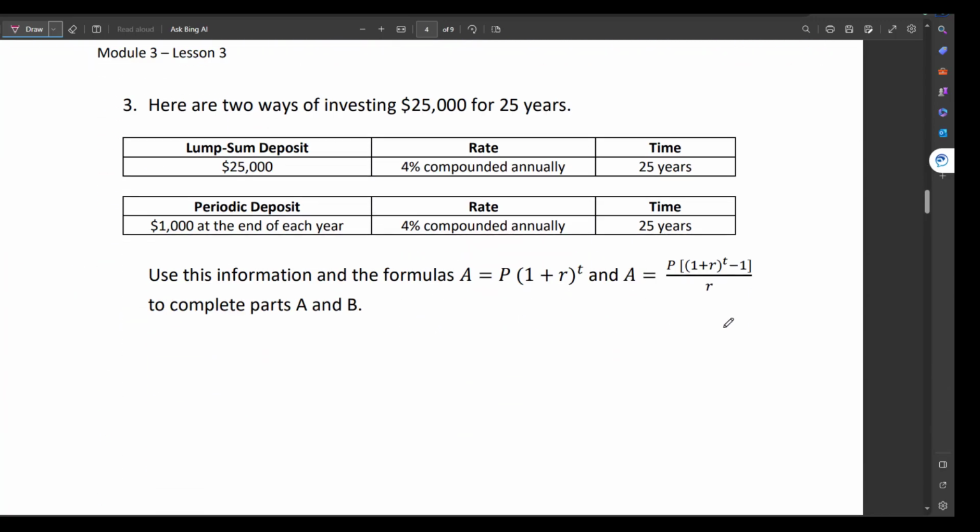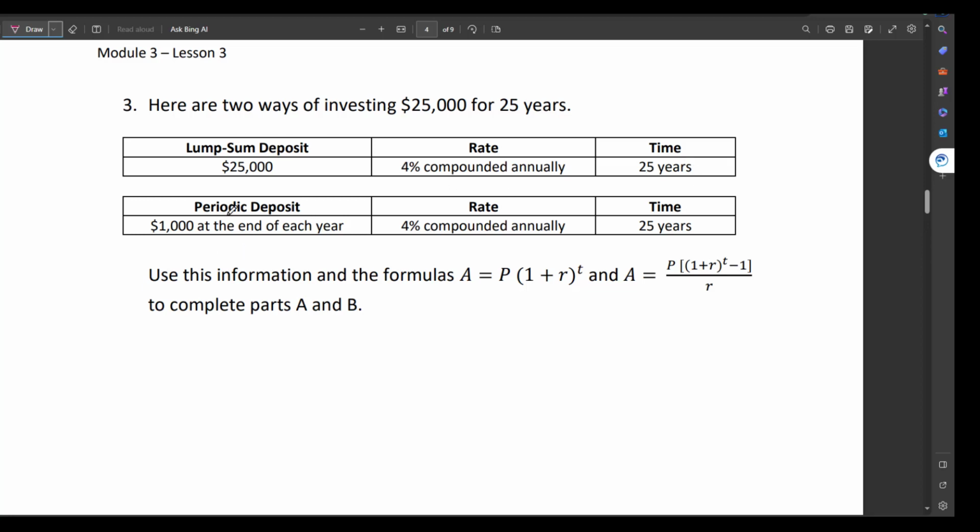All right, the last question for the annuities. It says, here are 2 ways of investing $25,000 for 25 years. So in lesson 2, we talked about the compounded interest. So we had a lump sum deposit that we put into an account, and it was compounded however often, and we did this for so long.